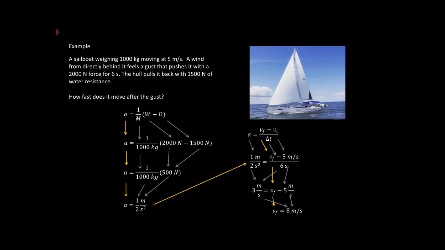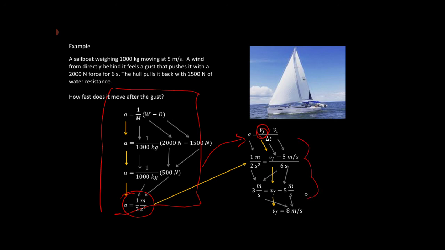So to solve this problem, first we have to solve the force imbalance problem to find the acceleration. Then we come over here and use that acceleration to find what we don't know, which is this vf. So a little bit of math gets us the rest of the way. Yay, math. All right, so there we are. That's example 2.